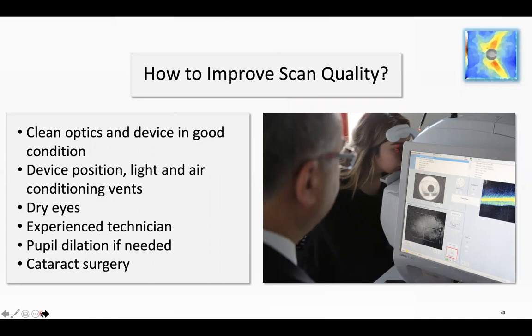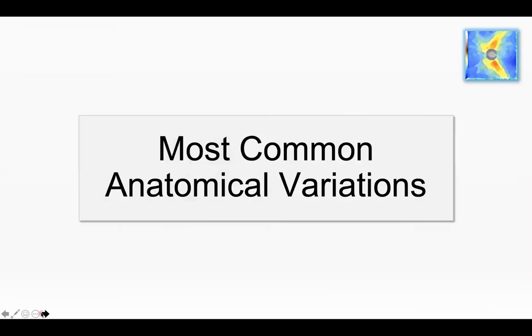So do not place the devices directly under air conditioning vents. If the patient has dry eyes, use artificial tears. Technician experience is very important. Pupil dilation may help in difficult eyes. And if a patient has significant cataracts, cataract surgery may help also. And now, anatomical variations can occur in nearly 1/3 of the cases.